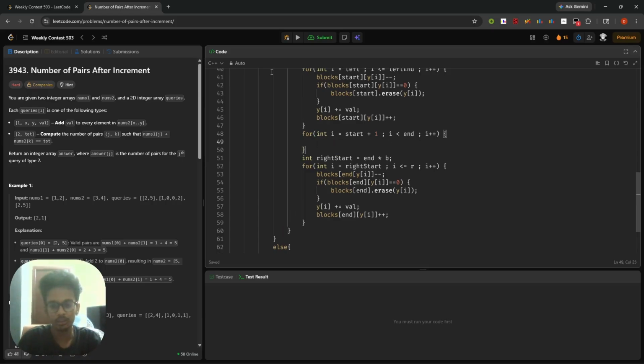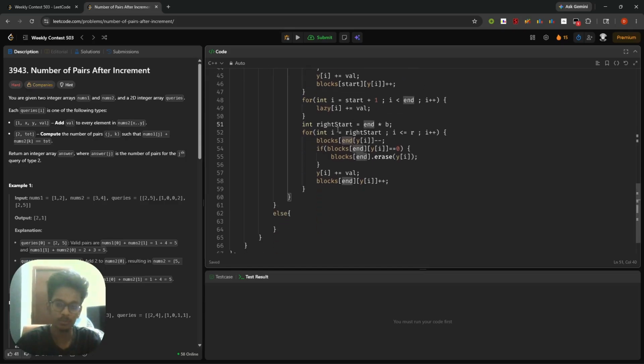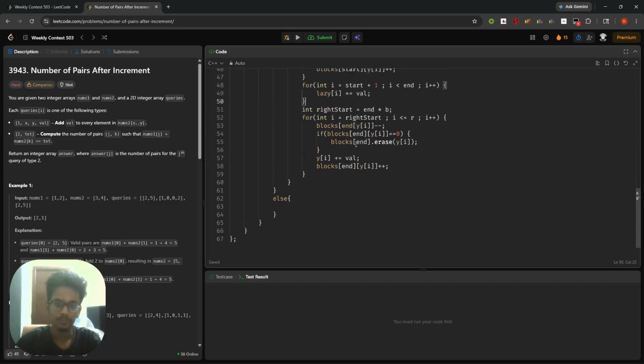So what I can do is I can add this to lazy of i. That means these blocks have a plus 5 or plus some val. These blocks have a plus val. Fine, we have computed the left partial block, we have computed the right partial block, and the blocks in between can be computed using this lazy thing. Till here the first query is clear, which is of type add. The next type is type 2 query.